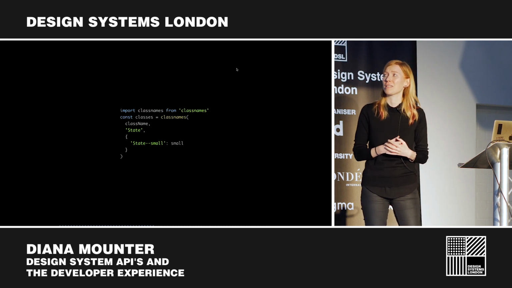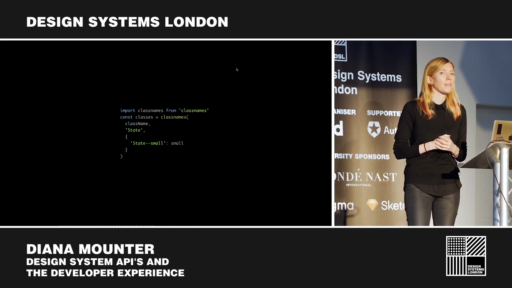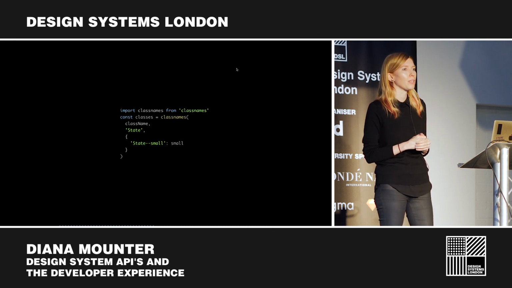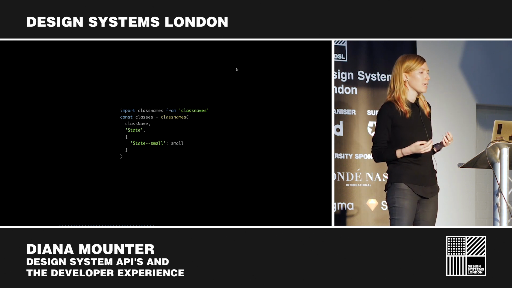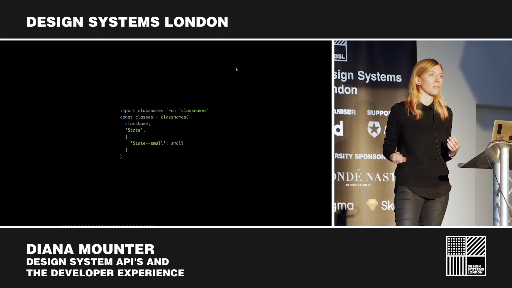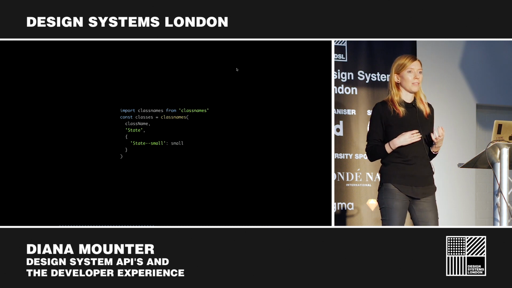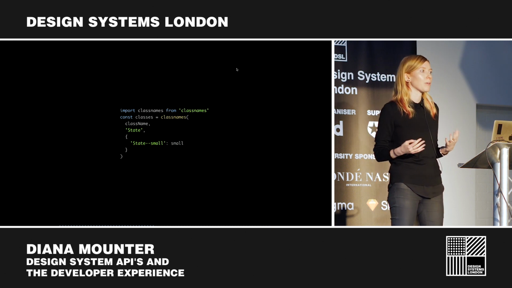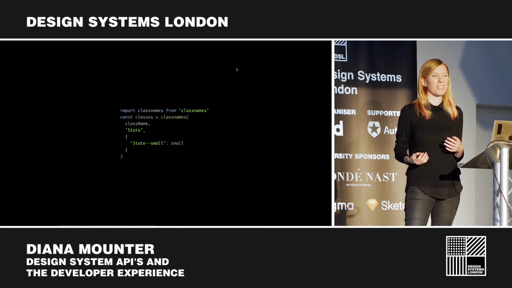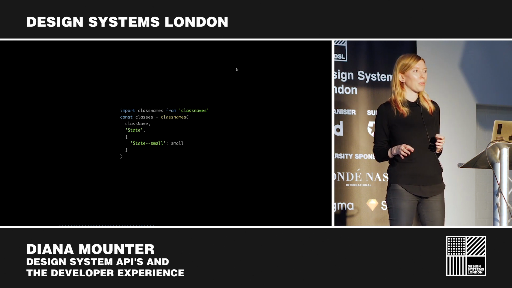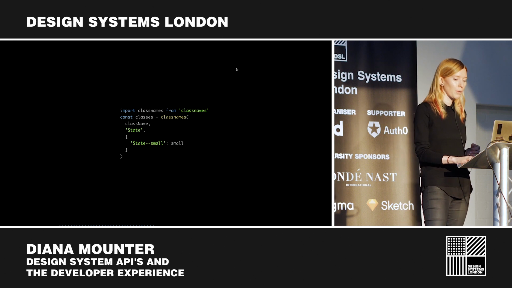So we did something really simple to start with. We used a library called classnames and used our existing Primer classes and applied those to React components. And that allowed us to start to explore what the API could look like. It also showed us some things that we weren't really happy about with the state of our CSS as well.